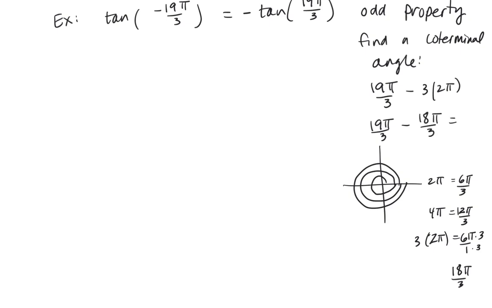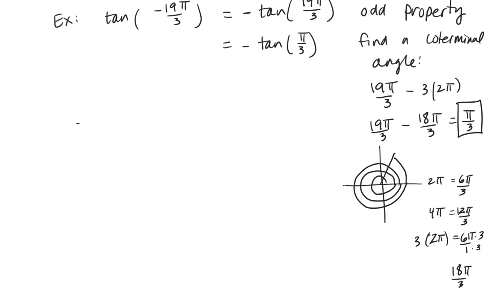Okay, so our coterminal angle is found by subtracting 18 pi over 3 from our original angle, and so we get pi over 3. So we went 3 full rotations and we kept going a pi over 3. Okay, so using coterminal angles, negative tangent of 19 pi over 3 is going to have the same value as negative tangent of pi over 3.